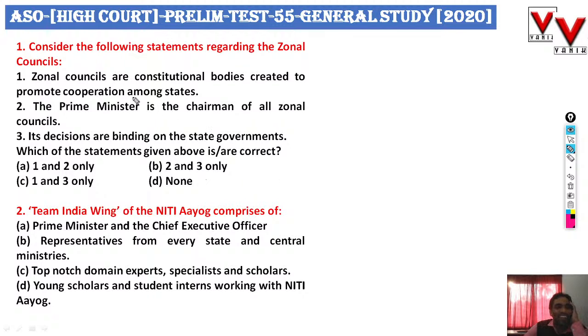So the first statement is wrong. The second is: the Prime Minister is the chairman of all General Councils. This is also wrong, the Prime Minister is not the chairman. Its decisions are not binding. So all are wrong, and none is the answer. The first right answer is D.